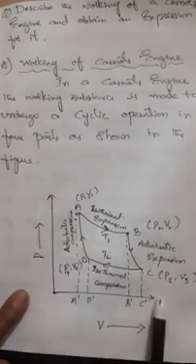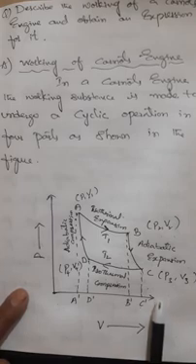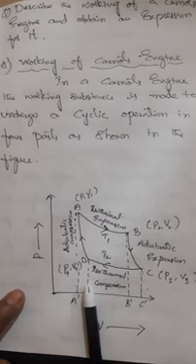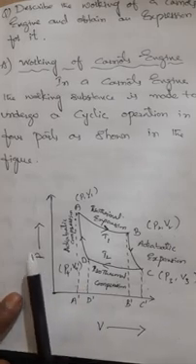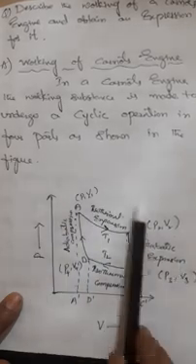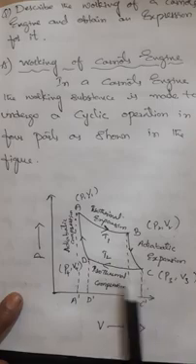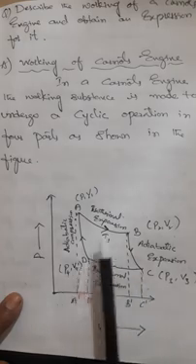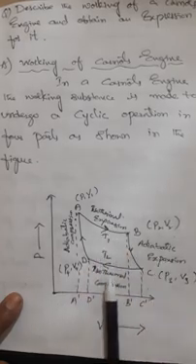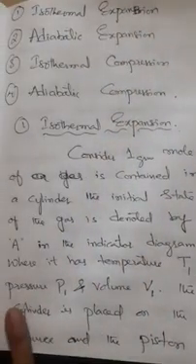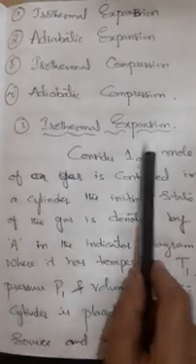And this diagram we call the indicator diagram. Generally in thermodynamics we use this diagram, with pressure on the y-axis and volume on the x-axis, to find the work done by the gas or on the gas. This particular diagram is known as the indicator diagram. So the working substance of the Carnot's engine undergoes isothermal expansion, adiabatic expansion, isothermal compression, and adiabatic compression. First we will discuss the first one, that is isothermal expansion.